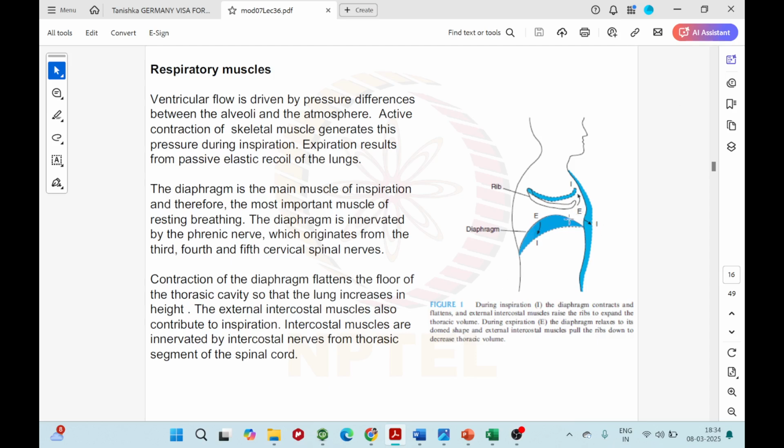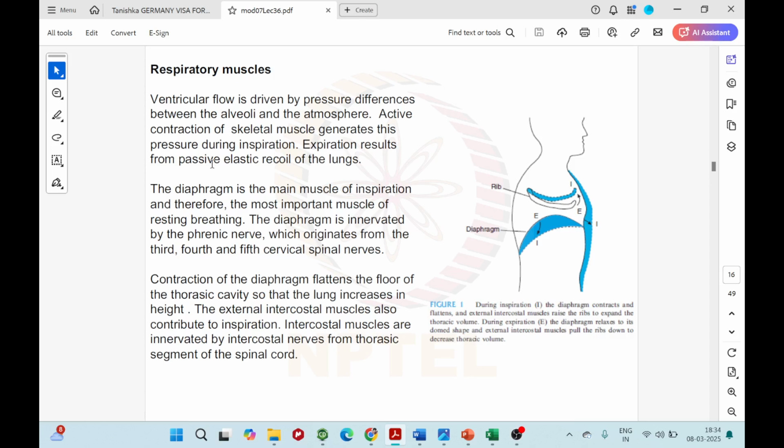So the diaphragm is a dome-shaped structure when it is relaxed. You have the ribs. Airflow is driven by pressure differences between the alveoli and the atmosphere. So the air flows from higher partial pressure to lower partial pressure.